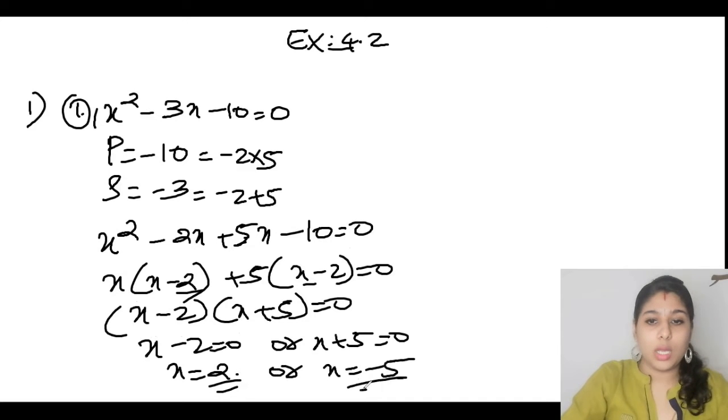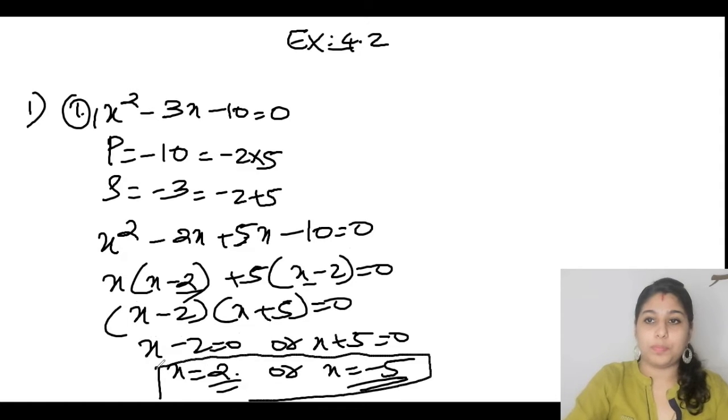Here they haven't specified any condition, so we can write both the values: x is equal to 2 or x is equal to minus 5.